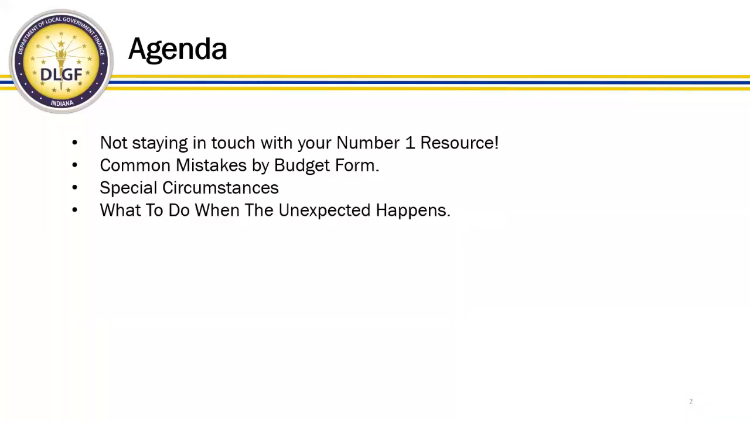Thank you, Jenny. All right, so one of the first things that we'll touch on is staying in touch with your number one resource. We'll talk about this one in the next slide, but it's a really important one. Then we'll delve into the common mistakes by each and every budget form. We'll talk about some special circumstances that apply to some units, but not all. And then we'll talk about what to do if the unexpected does actually happen. So we're going to prevent, and then just in case it does happen, we'll talk about what to do.